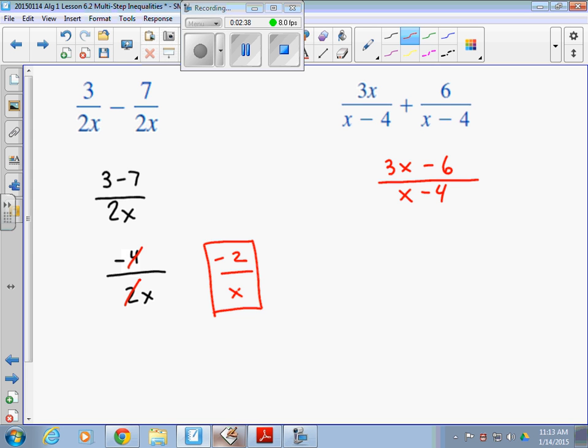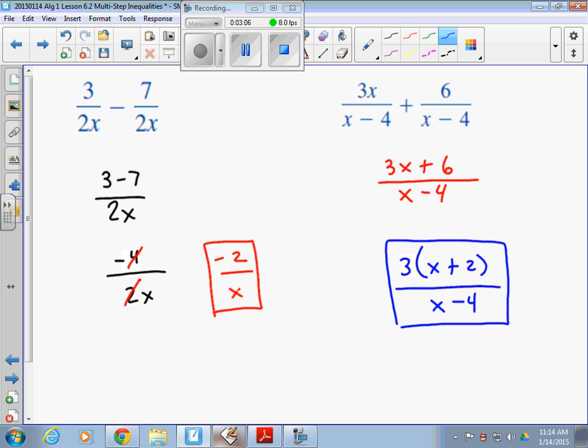3x minus 6. Okay, at that point, see if there's anything you can take out. The number 3 comes out at the top: 3 times x minus 2, since 3 times x is 3x, and 3 times 2 is 6, over x minus 4. And there's nothing else. Again, this is one of those instances where there's nothing else we're going to pull out of that one. 3 times x minus 2 over x minus 4.